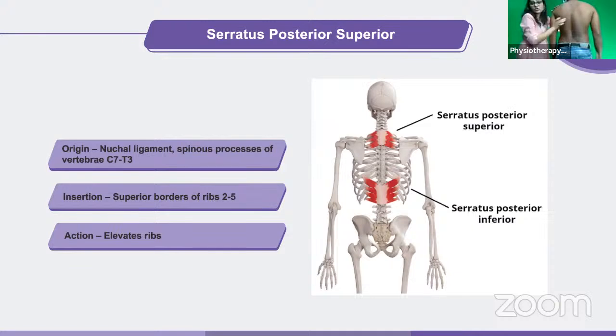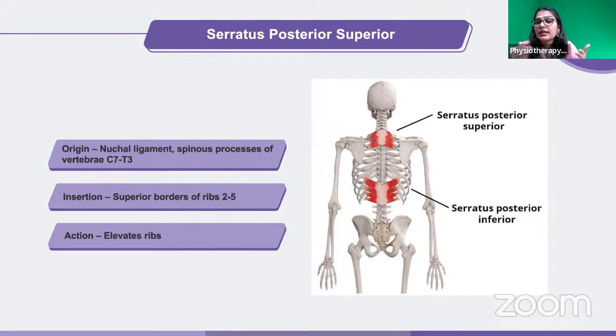It is getting attached to the ribs. It is not getting attached to the scapula. It is getting attached to the ribs which are present here. So let me tell you one more important point: where are the ribs attached? First rib is attached to first thoracic vertebra. Second rib is attached to second thoracic vertebra. Like that, all the ribs from R1 to R12 are attached to T1 to T12. So make sure you remember this.